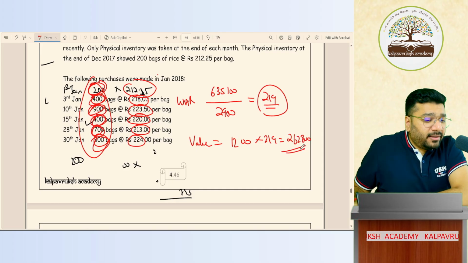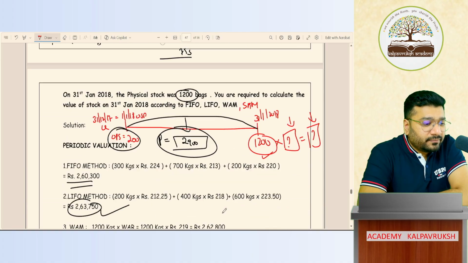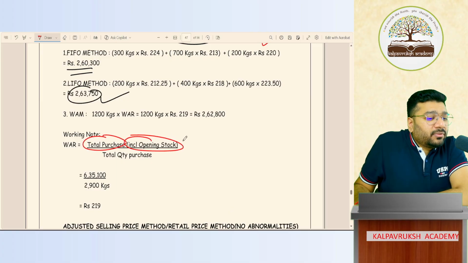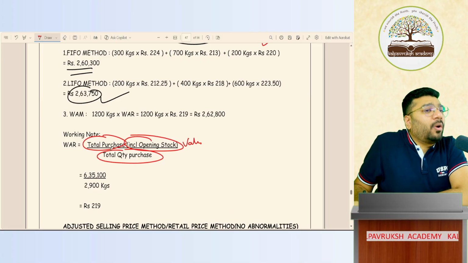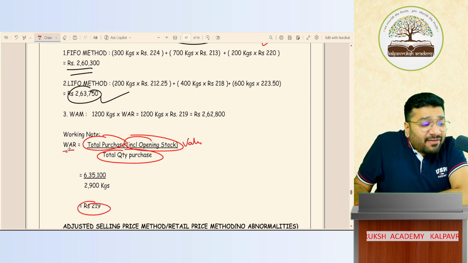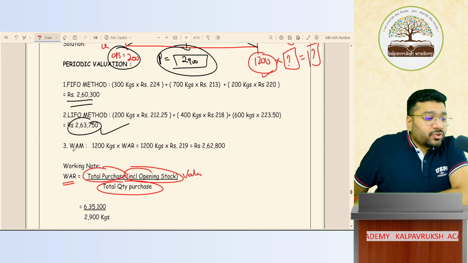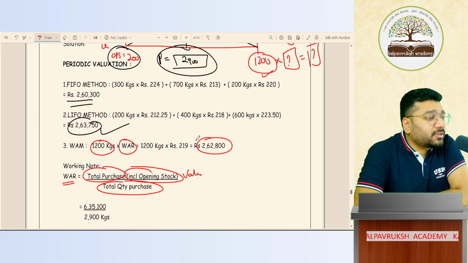So total purchases including opening stock, you'll get the value. Divide by total quantity purchased. I'll get the weighted average rate. WAR stands for weighted average rate. So once you get the closing quantity multiplied with the weighted average rate, you'll get the closing stock cost.